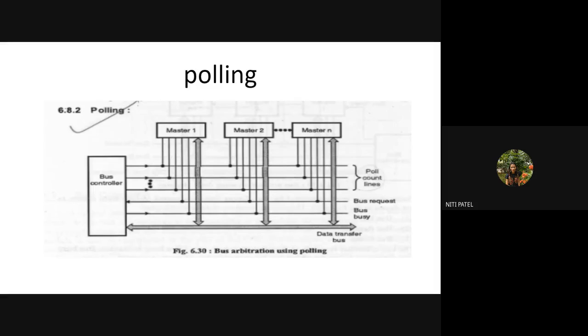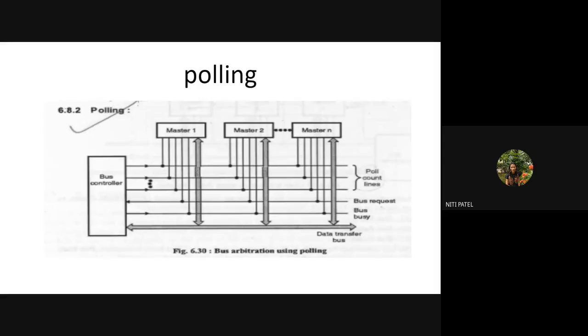arbitration, where every device which wants to transfer will be considered as a bus master. And a device that wants to transfer will have to first request for the bus. If that bus is busy, the device will be made to wait. If the bus is free, the device will be allocated the bus by the bus controller, and the device can transfer the data.